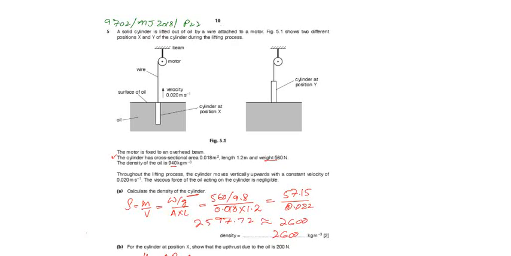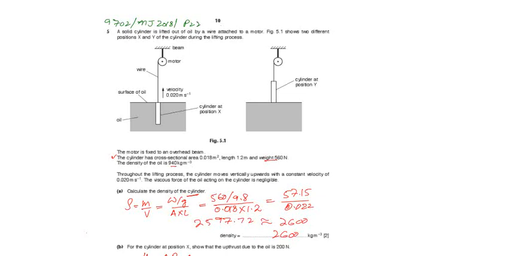9702 May June 2018 paper 2 variant 2, question number 5. This question covers multiple topics: tension, upthrust, force, mass, density, and also energy and conservation of energy. It is a multiple-topic question, and a few parts are challenging, which students found difficult. So let's start.